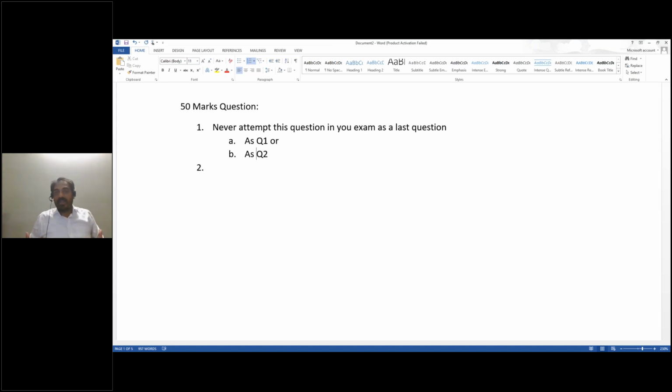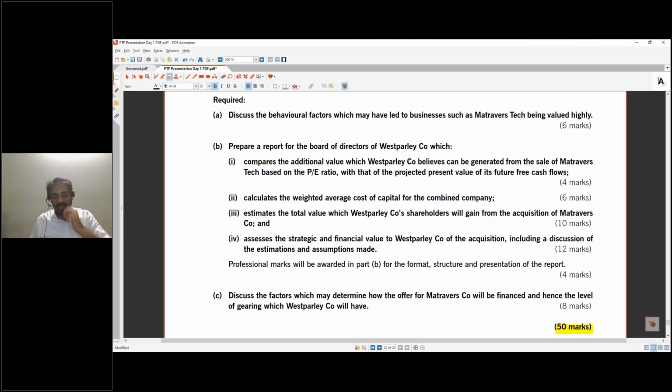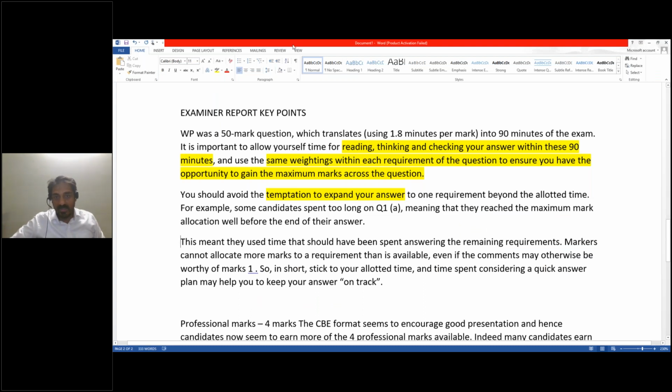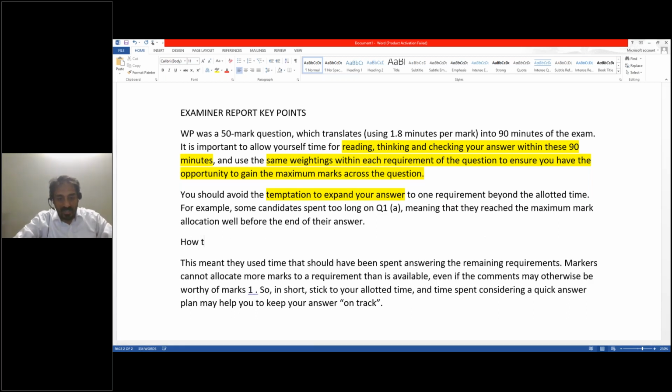That means the pressure will build on the rest of the questions. Even if you attempt question two, one more question remains, pressurizing the remaining part. That's called the temptation. So that is the point. Sir, how to handle this issue? How to handle this?